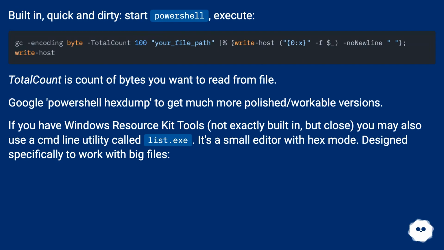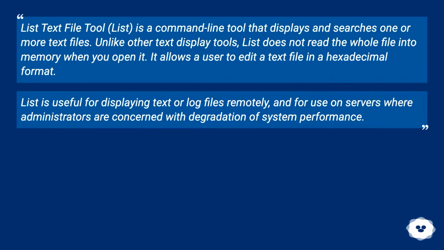If you have Windows Resource Kit tools, not exactly built-in, but close, you may also use a CMD line utility called list.exe. It's a small editor with hex mode, designed specifically to work with big files. List text file tool. List is a command line tool that displays and searches one or more text files. Unlike other text display tools, List does not read the whole file into memory when you open it. It allows a user to edit a text file in a hexadecimal format. List is useful for displaying text or log files remotely, and for use on servers where administrators are concerned with degradation of system performance.